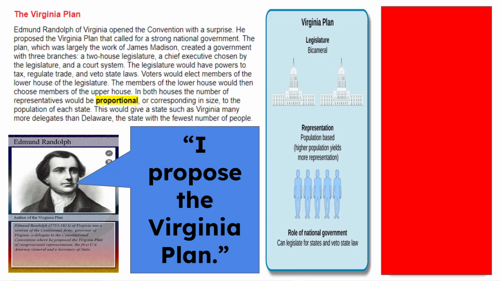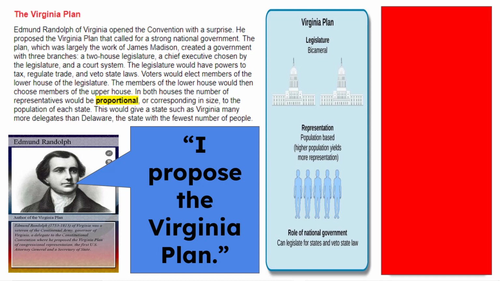The legislature would have powers to tax, regulate trade, and veto state laws. Voters would elect members of the lower house of the legislature. The members of the lower house would then choose members of the upper house. In both houses, the number of representatives would be proportional, or corresponding in size to the population of each state. This would give a state such as Virginia many more delegates than Delaware, the state with the fewest number of people.